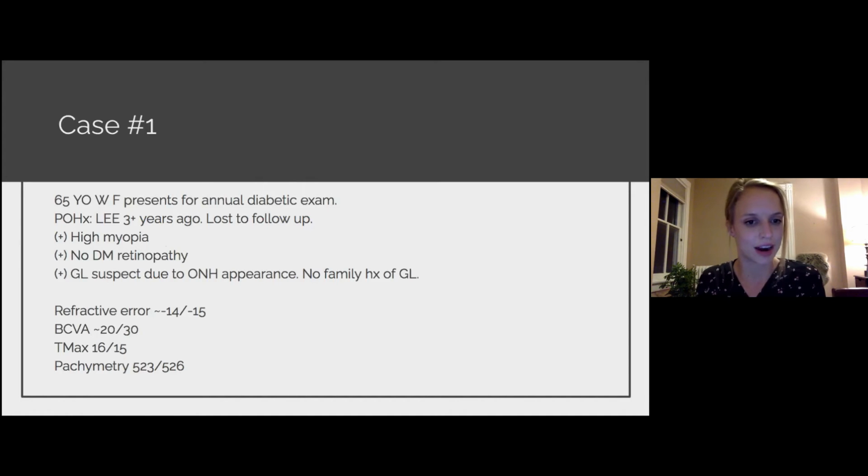Her refractive error was about -14 in the right, -15 in the left, so outside of our normative database. Best corrected vision was about 20/30. She had some early age-related cataracts. Her max IOP was that visit, and it was 16 in the right, 15 in the left. And her pachymetry was slightly below average at 523 and 526.